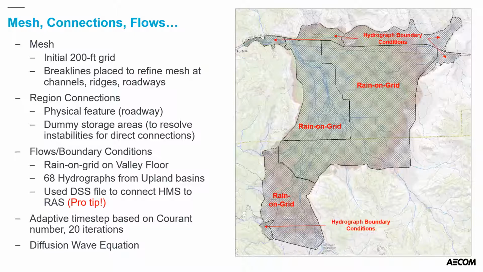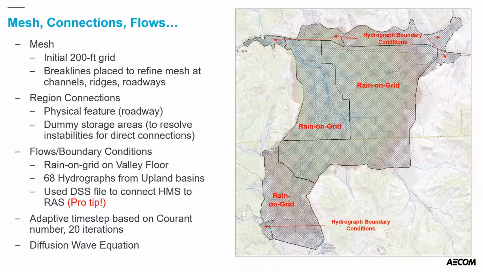But some of our basins did not have a physical feature for a connection. And on our initial model runs, we noticed that we had significant instabilities with simple connections in those locations. So our RAS modeling team devised a workaround, basically adopting dummy storage areas between 1 and 5 acre-feet, using an inflow point and a weir outflow, a weir at ground level, to do the flow transfer between those regions that didn't have a physical feature for connection.